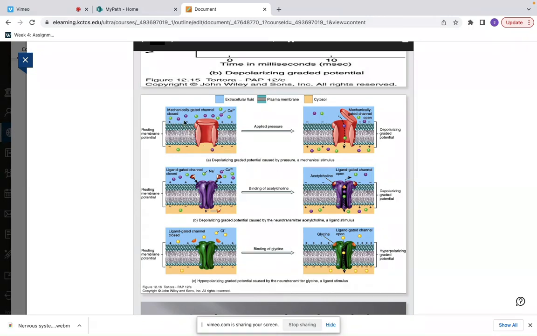This right here is showing you the opening of a mechanically gated channel. Some type of mechanical stimulus, such as applied pressure, has happened, which has opened the channel, which is allowing the inflow and outflow of ions from the extracellular fluid into the cytosol.